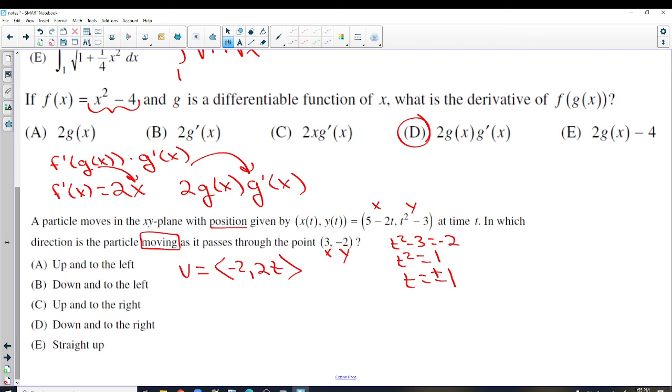Which one is it? Do the x. Yeah, there you go. 5 minus 2t is equal to 3. -2t is equal to -2. So it's actually 1 that we're looking at. So now this evaluated when t equals 1 is (-2, 2). So this is the x, that's the y. So left and up. Up and to the left. There you go. Very good.